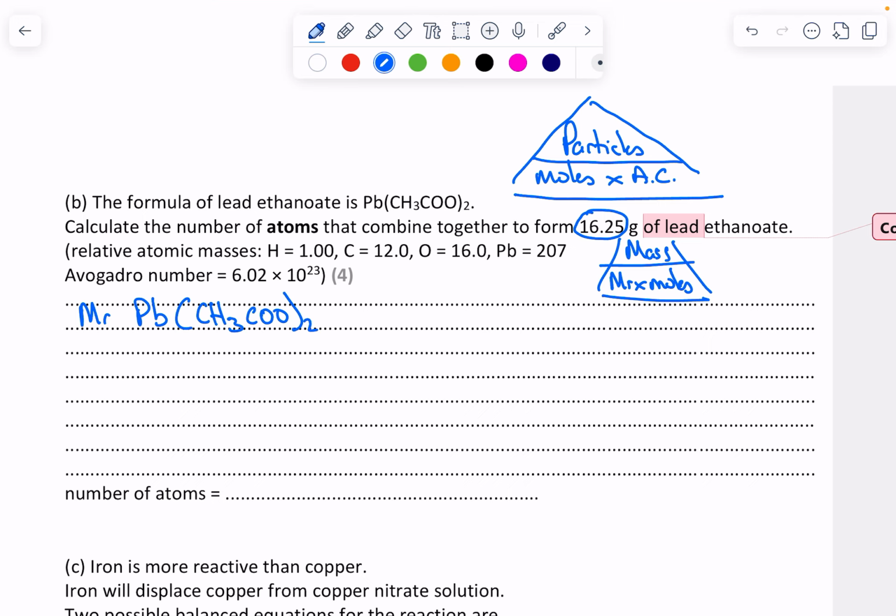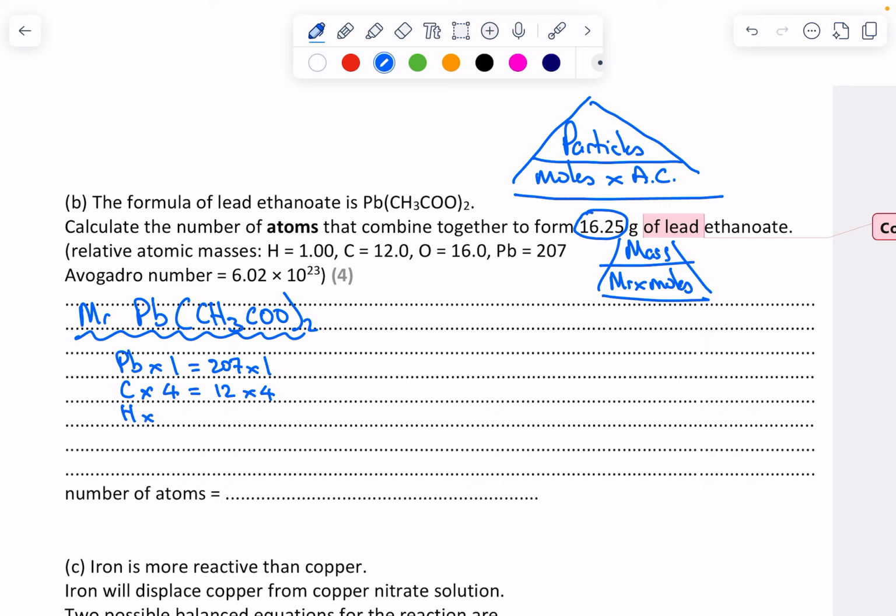Okay, so in this formula, lead is just 1 and lead is 207 times by 1. We have then got carbon. Now be careful, because in this bracket here we've then got a 2 outside, so there's 2 carbons times by 2 is 4 carbons. So we've got carbons times 4, so that's going to be 12 times 4. I've then got my hydrogens in here, so I've got 3 hydrogens times by 2 is 6.